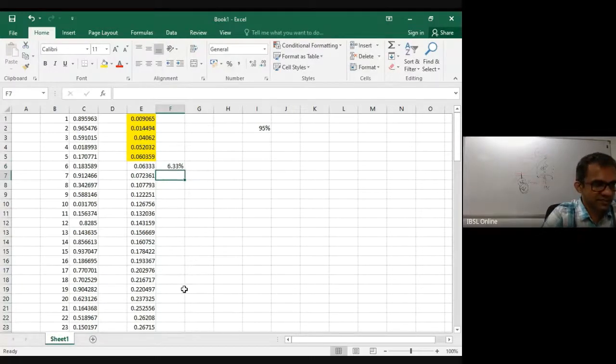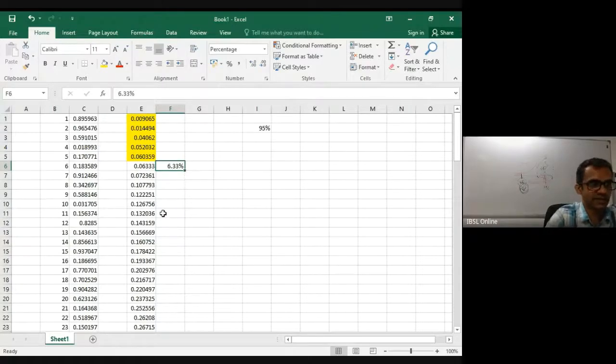So based on our historical data, we have that confidence: 95% of the time we get a return more than 6.33. That is value at risk. But there's a 5% chance the return will be less than this 6.33. This method is called calculation of historical VaR. That means based on the historical return, we calculate the value at risk.